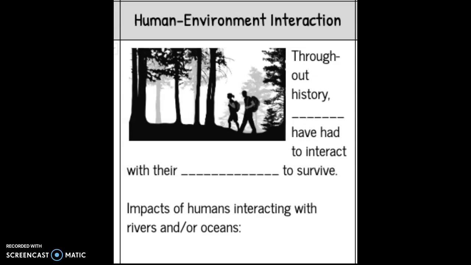Our last section is all about human-environment interaction. We know that throughout history, humans have had to interact with their environment in order to survive. There have been a lot of different impacts of human interaction with our environment. So go to your anchor text and you will find and list one impact of human interaction with rivers and/or oceans, your choice. So pause the video, go to your anchor text now.